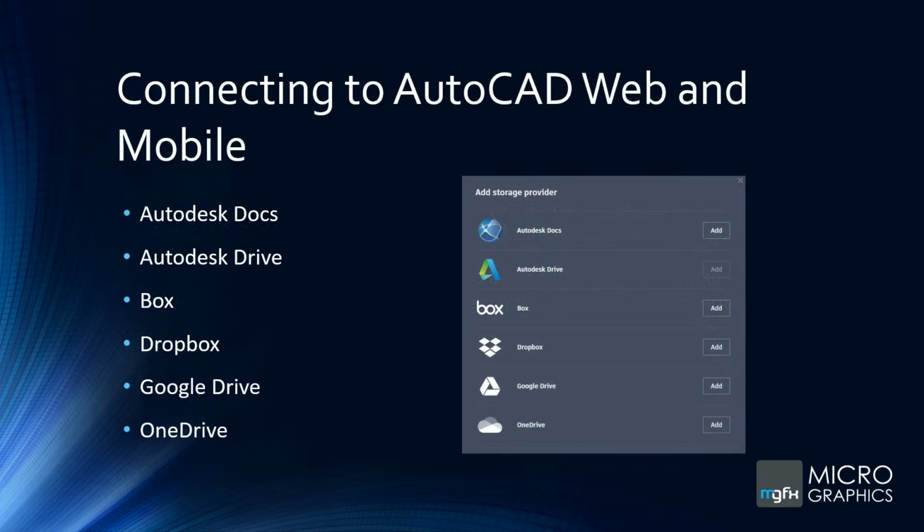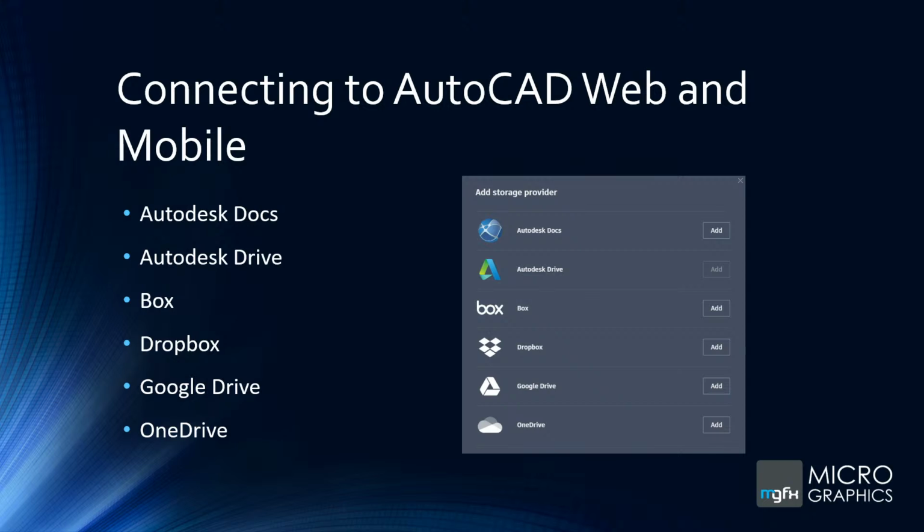So when you're connecting to these two platforms, AutoCAD Web or Mobile, these are the storage providers that Autodesk is allowing us to access from. The first two are from Autodesk: Autodesk Docs and Autodesk Drive. You can just add them. I've just added my Autodesk Drive at the moment. That's kind of the default. Then you've also got Box, Dropbox, Google Drive, and OneDrive as well.